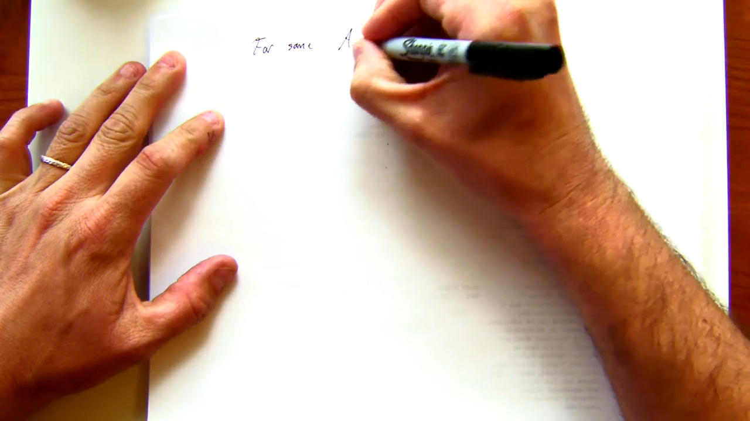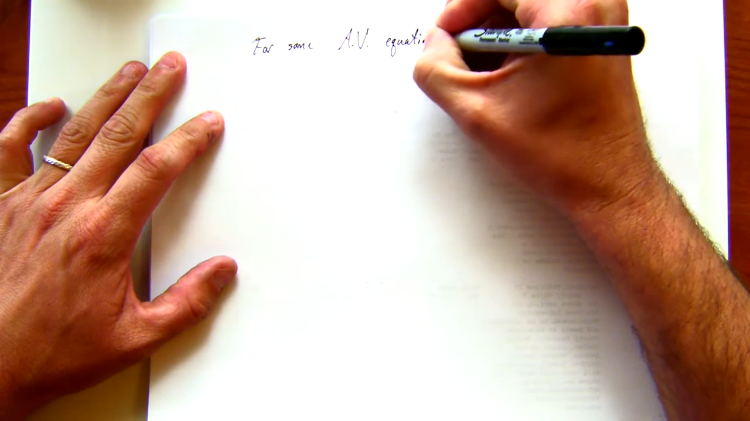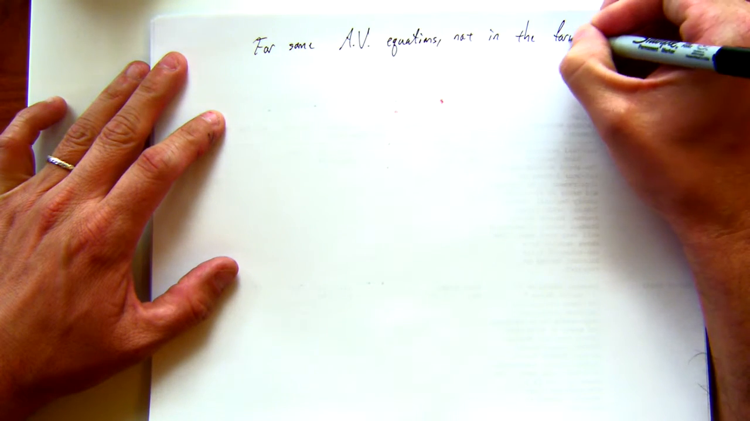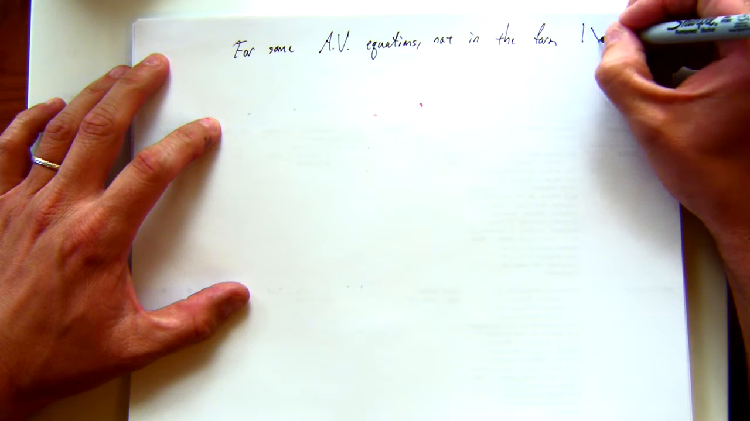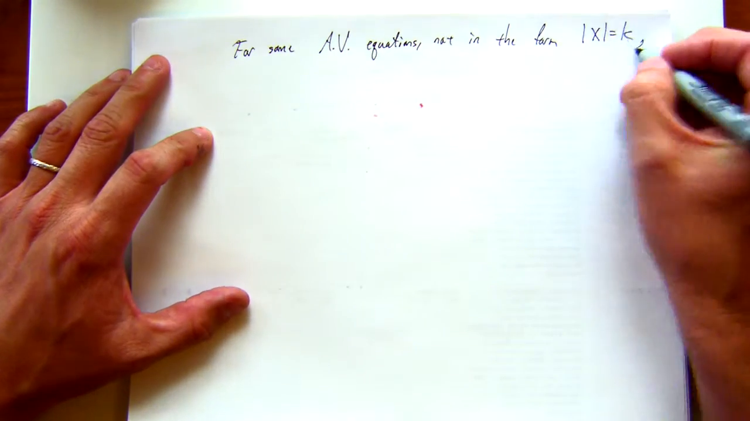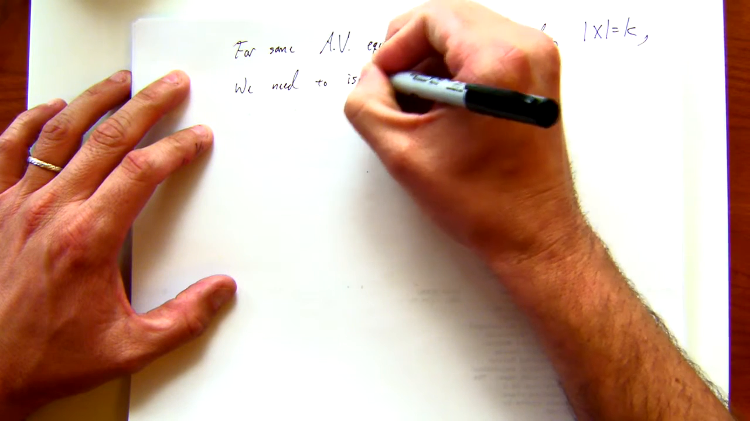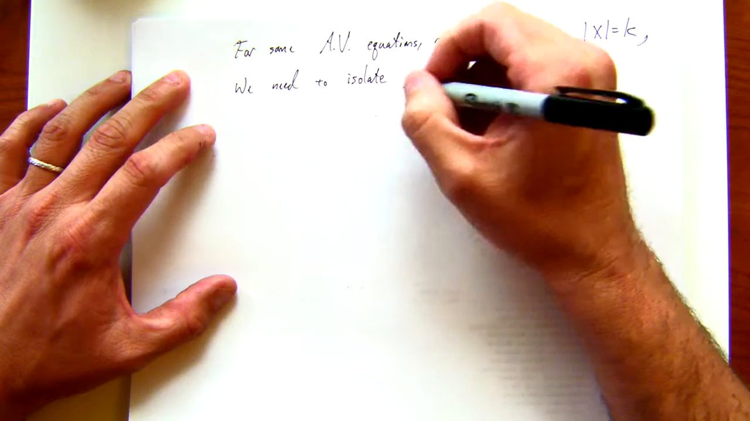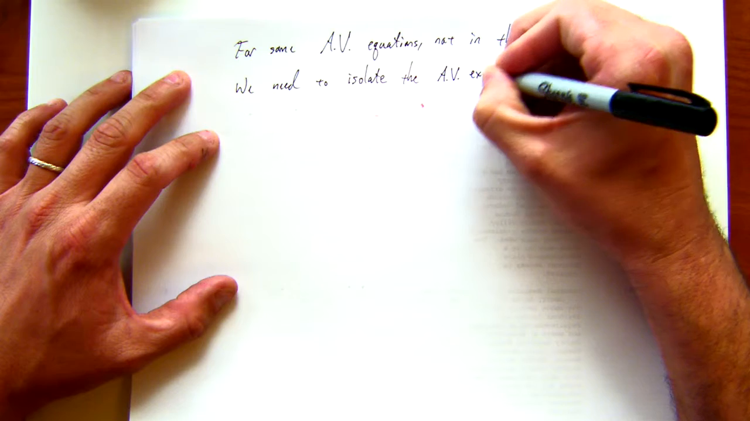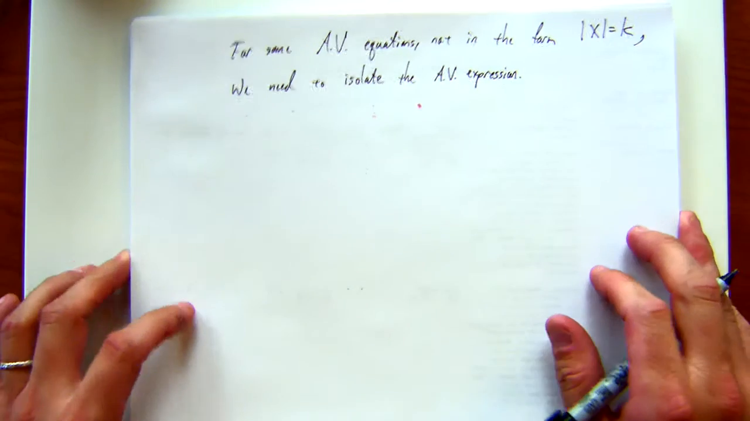For some absolute value equations, not in the form that we discussed, which was the absolute value of some expression is equal to k, we need to isolate. Not isolate the variable, but isolate the absolute value expression. I'll show you what I mean by that in an example. It's not too hard.